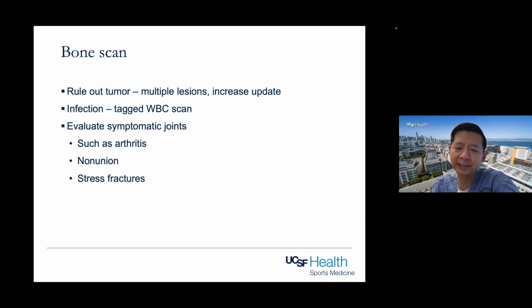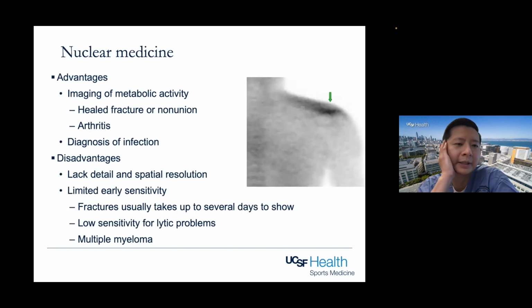But this is very seldom used for our routine musculoskeletal patients. It's seldom we say, hey, we've got to get you a bone scan for this. The advantages are that it follows the metabolic activity, so especially if there's an oncology patient, this is really good for that. And you can use it post-op if you want to see if there's a diagnosis of an infection sometimes as well.